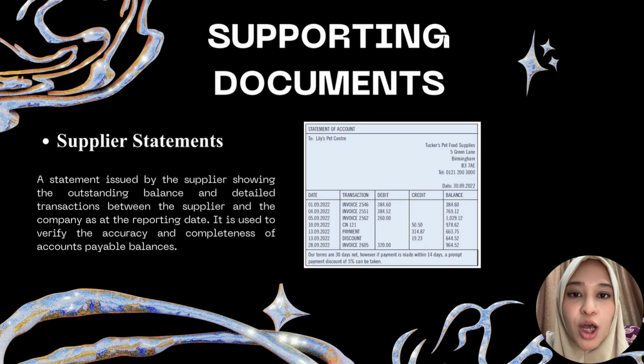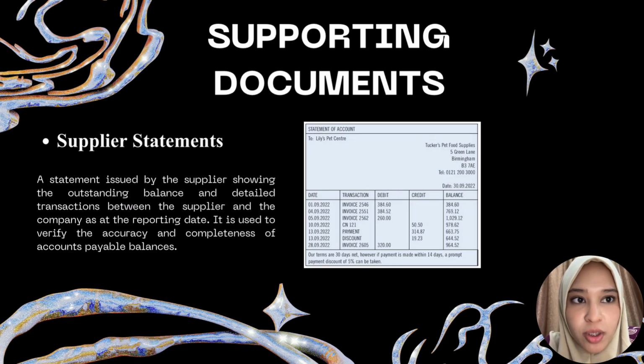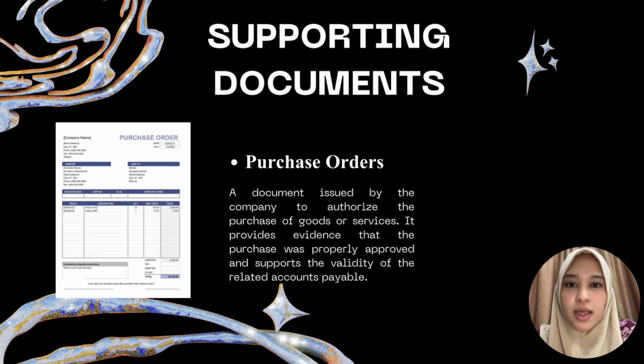For account payable, we have more examples of supporting documents, such as purchase requisitions, purchase orders, goods received notes, and supplier invoices. These documents track our buying processes from the start until we receive the item.